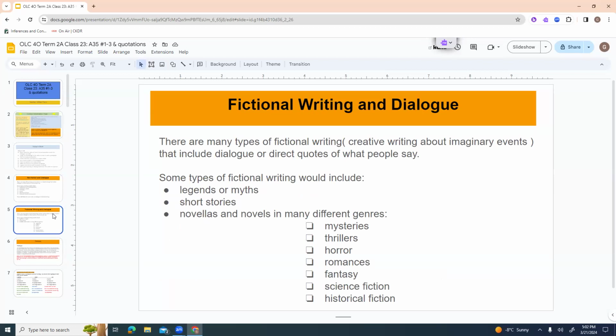There are also many types of fictional writing, creative writing about imaginary events, that include dialogue or direct quotes of what people say. So some types of fictional writing would include things like legends or myths, short stories, novellas or novels in many different genres like mysteries, thrillers, horror, romances, fantasy, science fiction, or historical fiction.